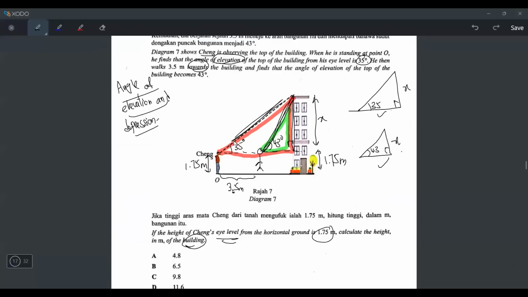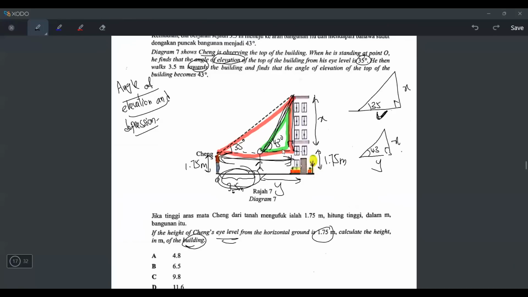And I need this side actually, because this is impossible to find. The eye level distance is impossible to find. The only thing possible to find is the distance from here to here. But how to find it? I only know part of the distance here, which is 3.5. So why not we make the distance here Y? Because I already let this height be X. It means the length here will be Y, right?